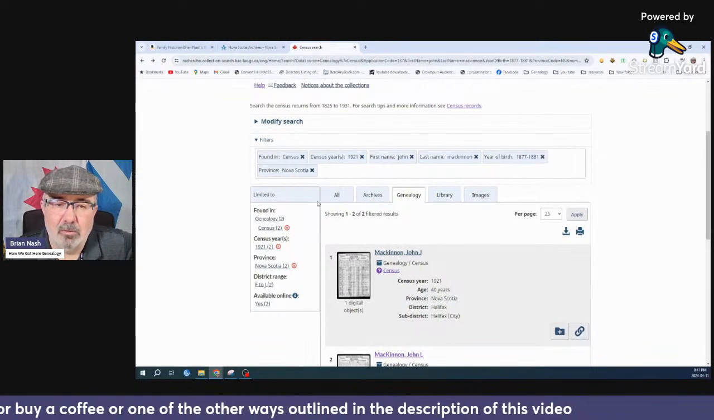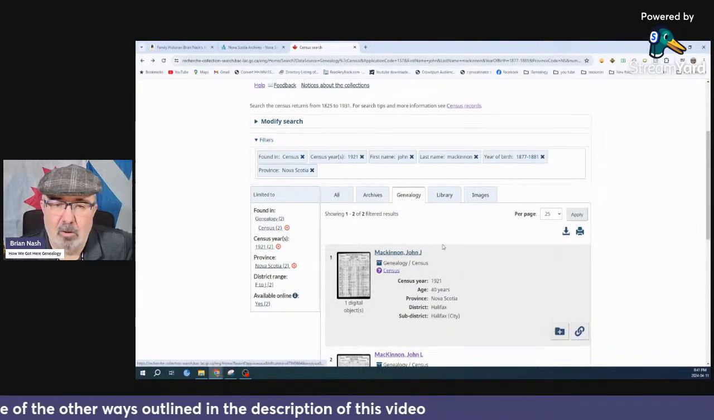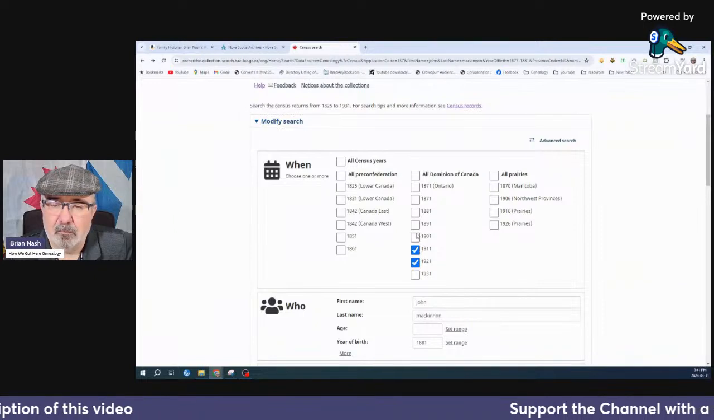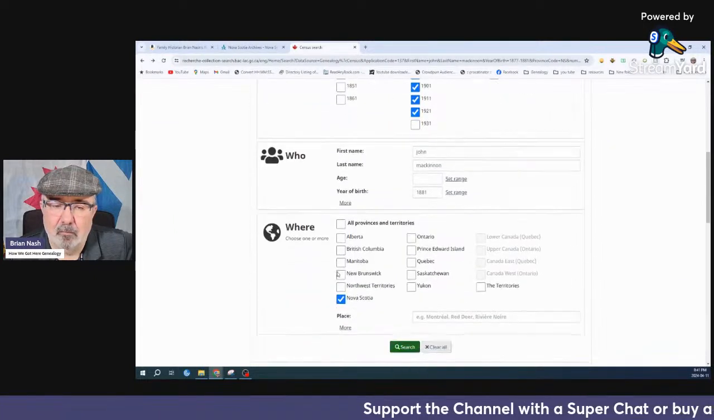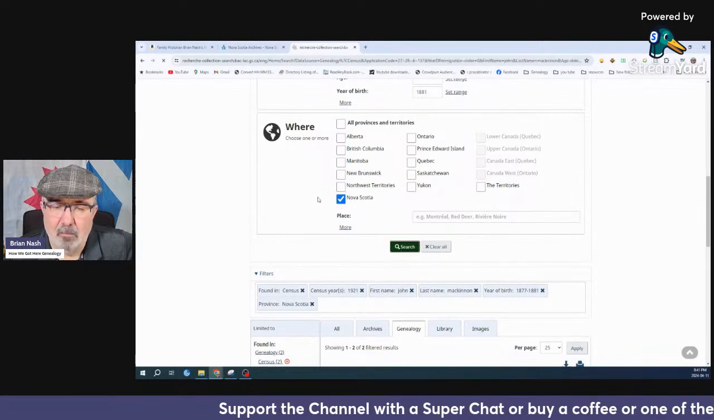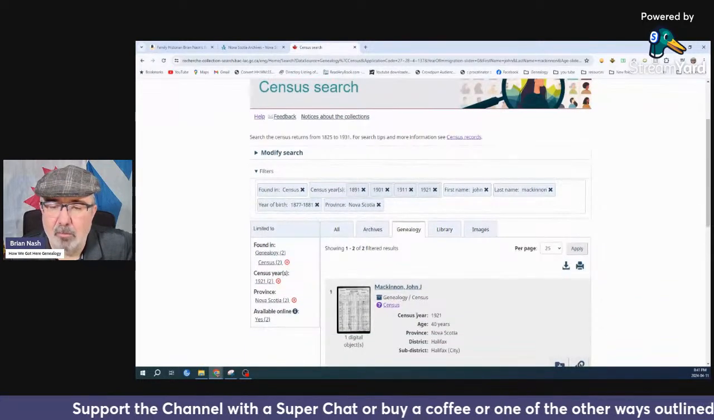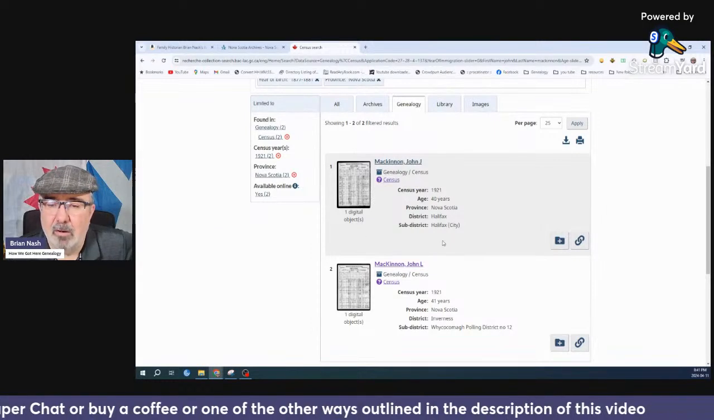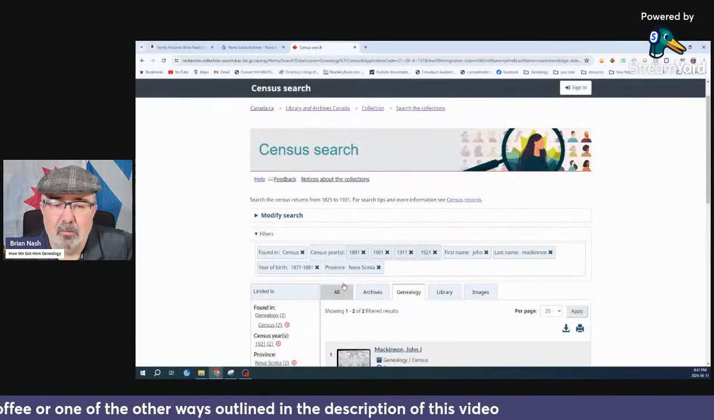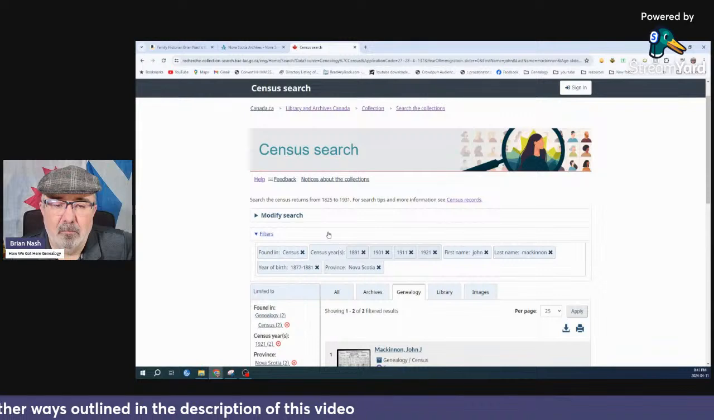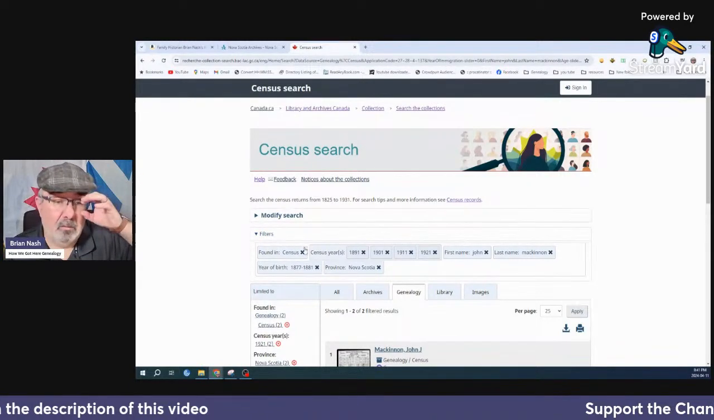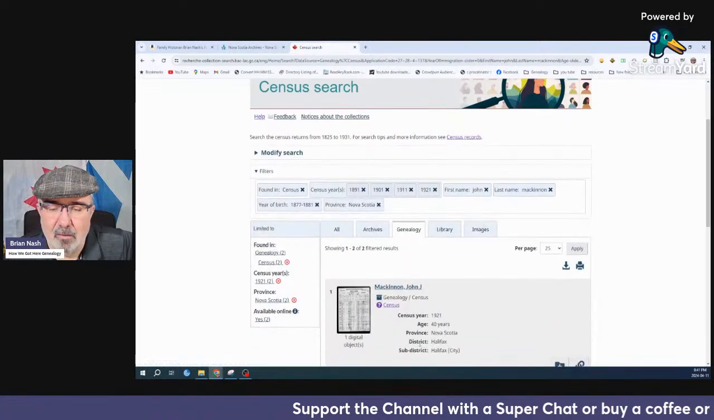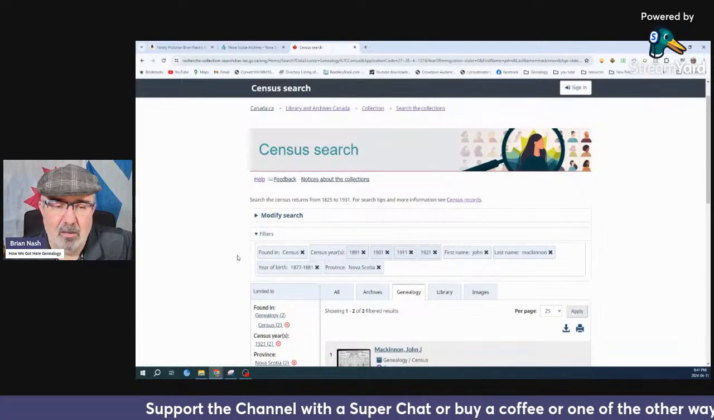Let's go back and we'll search for him in the previous two censuses as well. Actually, the previous three. Not that I'm needing to find a lot more information on him, because I already know it. So 1921, oops. Census years. So we have John J. McKinnon. Let's look, McKinnon.